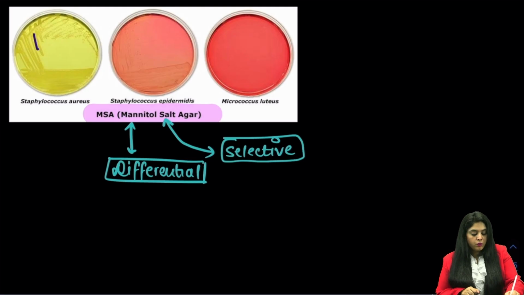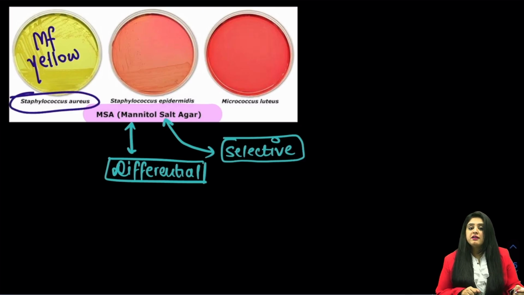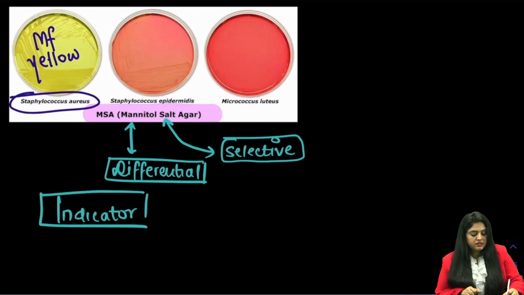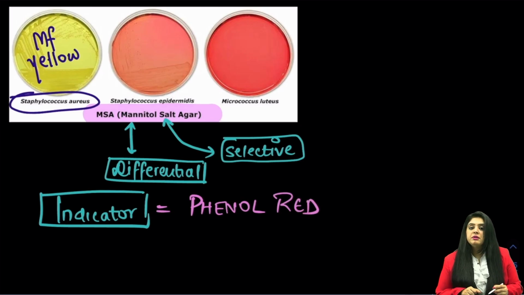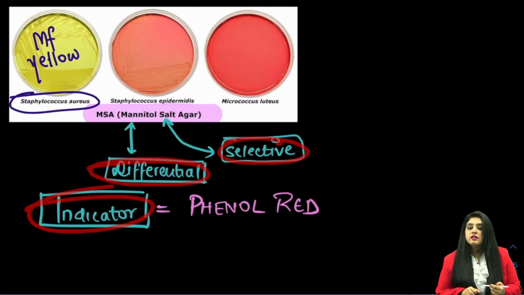And what do you see when mannitol is fermented? What color have I got? I've got a yellow color. Mannitol fermentation by Staph aureus gives it a yellow color. But color change means there must have been some indicator. There is definitely an indicator that we have. So is this an indicator media also? Yes. And what is the indicator? Previous year question. What is the indicator of mannitol salt agar? It is phenol red. Repeating once again, this medium is a selective plus differential plus indicator media.